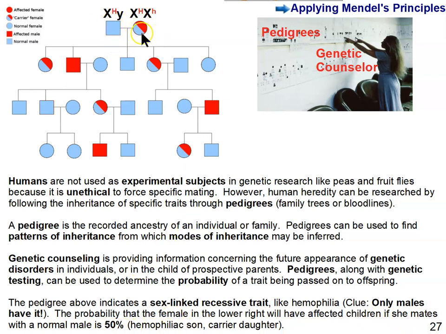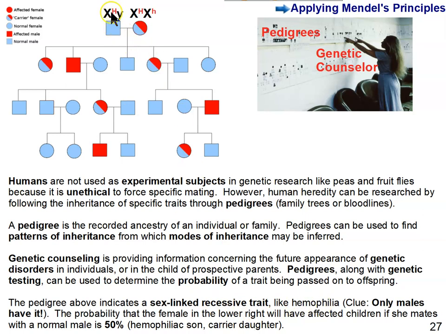So if we assign genotypes here, notice the symbols that we use when we're dealing with sex linkage. Again, the gene's only on the X chromosome, so there is no allele on the Y chromosome. We're looking at a recessive trait here, and we're using hemophilia as our example. That's why I chose H. So normal is dominant over the recessive hemophilia, right?